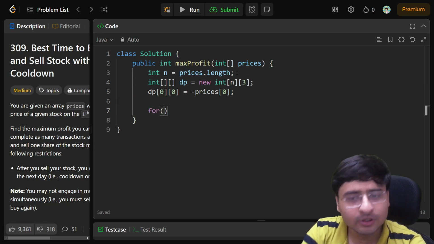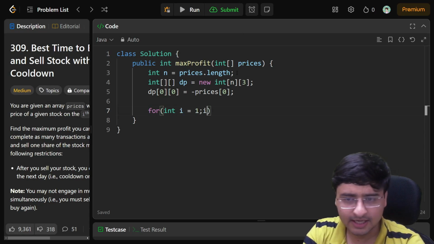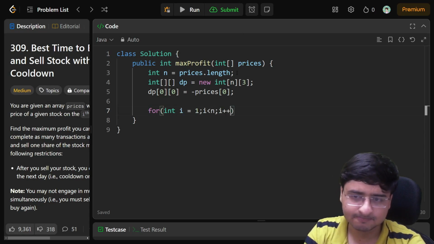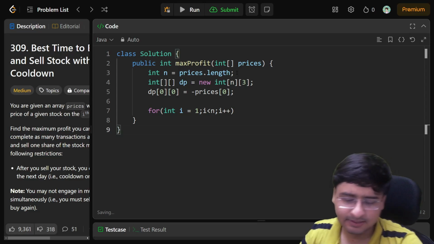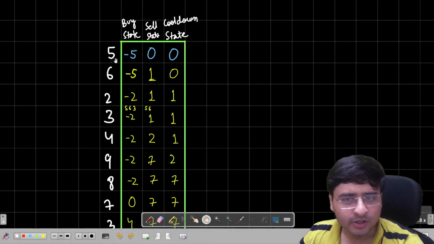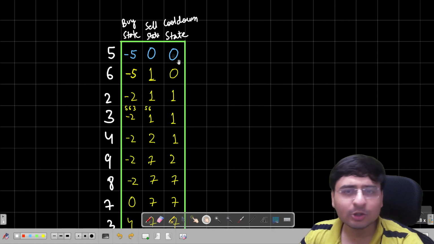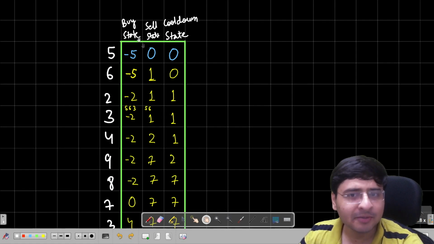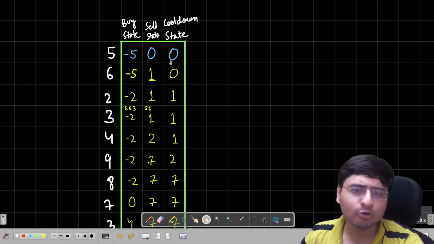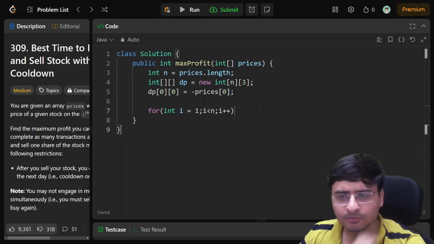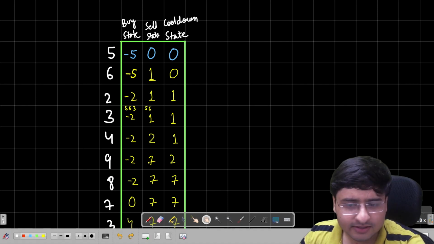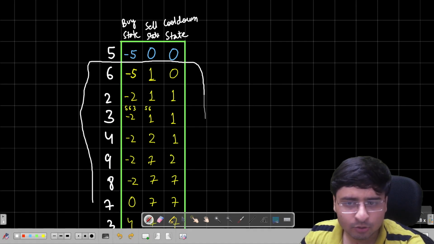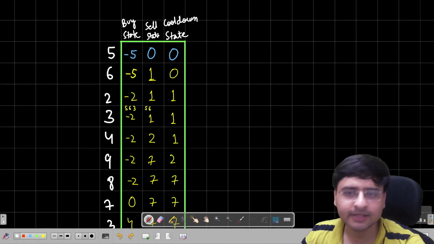We are going to calculate from the first day: for int i = 1; i < n; i++. I hope this makes sense. Let me go to the board. I'm talking about this particular day, right? So for the first day, you need to calculate the answer and fill the DP array itself because this has no dependencies. You can simply calculate for one day at least, correct? So I'm going to start calculating from the first day. From this day onwards, we're going to start calculating itself, correct?